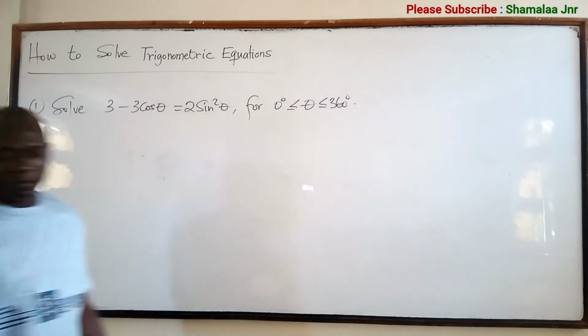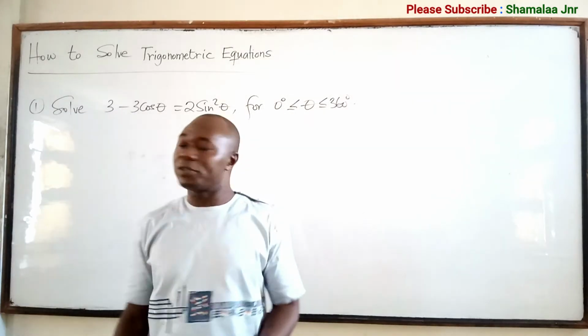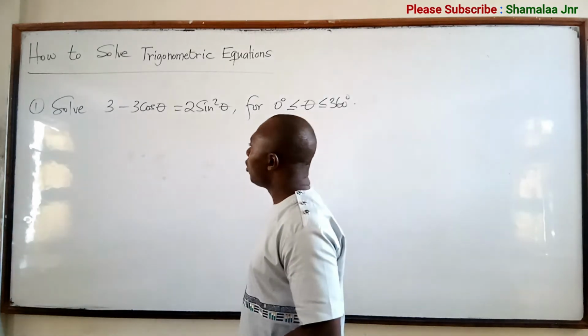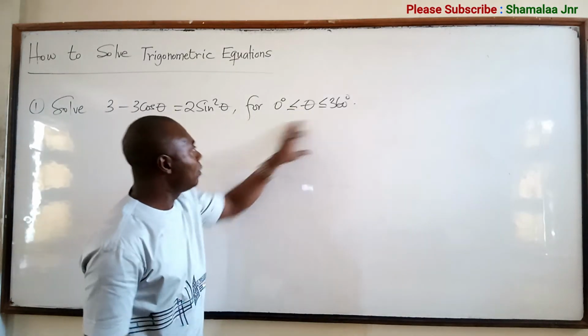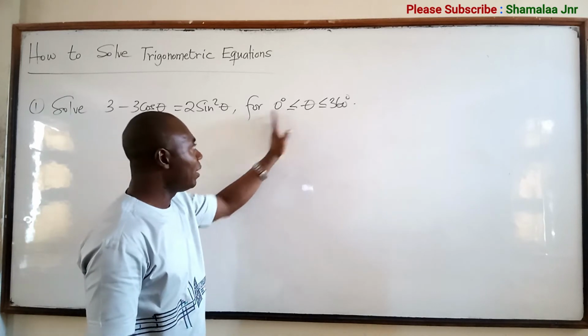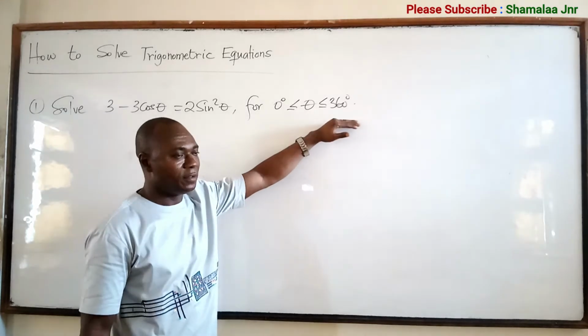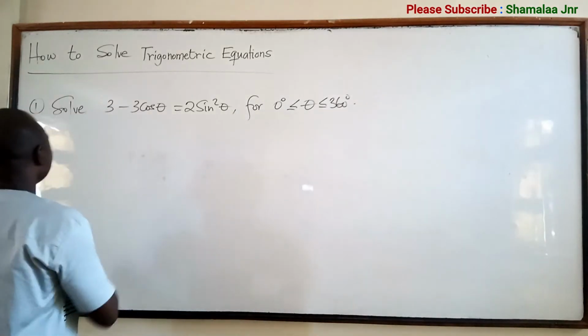We can give you something like this to solve: 3 minus 3 cos theta is equal to 2 sine squared theta. The values of theta must fall here. Theta must be greater than or equal to 0 but less than or equal to 360. This is very, very important. Now, solution.